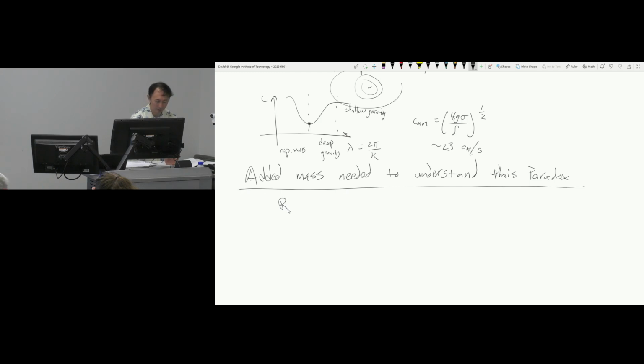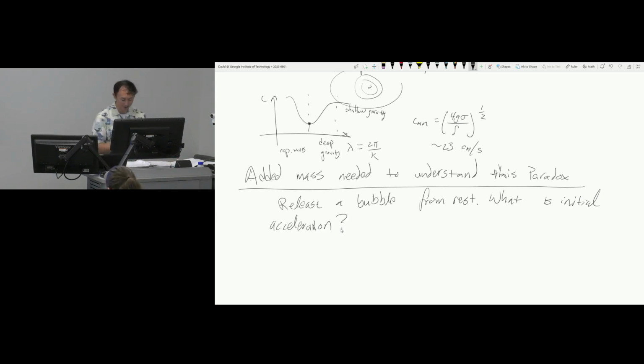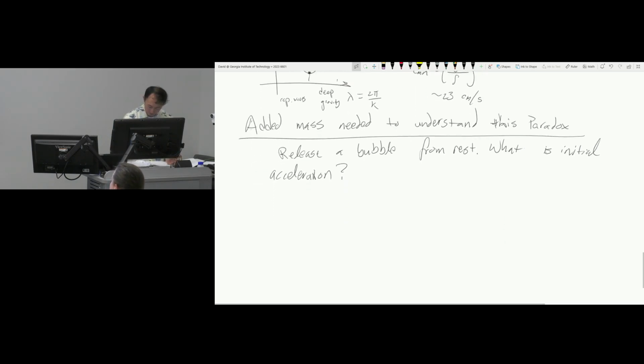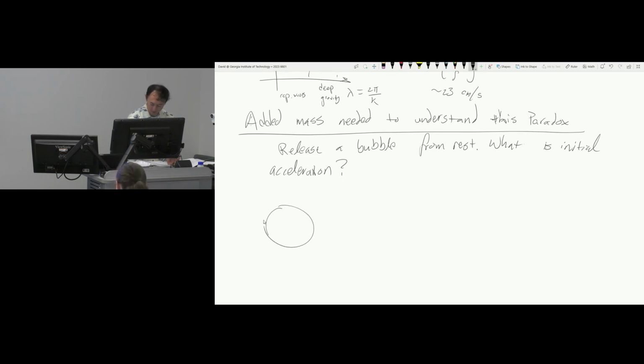Okay. So release a bubble from rest. What is the initial acceleration? Not a steady state speed. The steady state speed is dictated by a steady state problem with drag and buoyancy. But let's just call it acceleration. So we have this bubble. Gravity's going down. You've got a density of the fluid out here, density of the bubble in here, and it's going up initially.